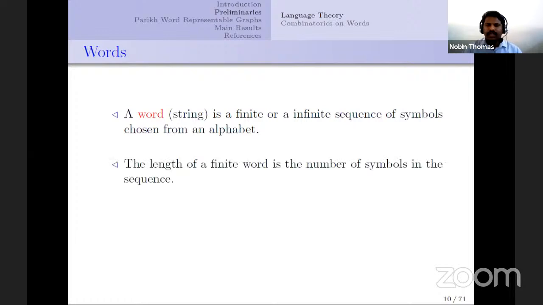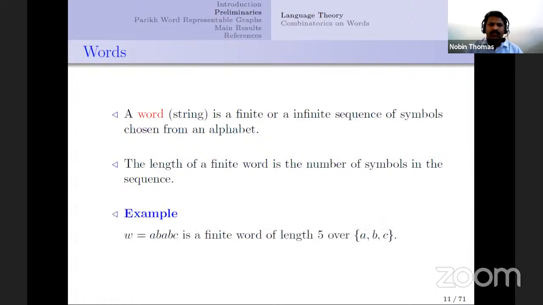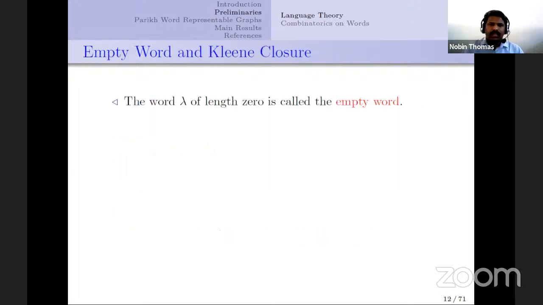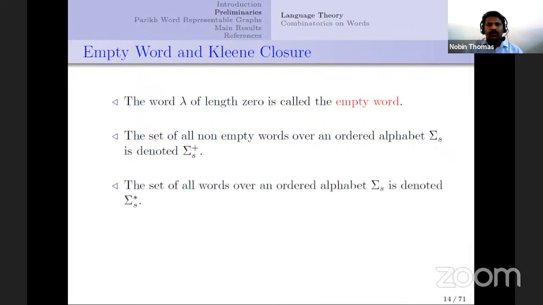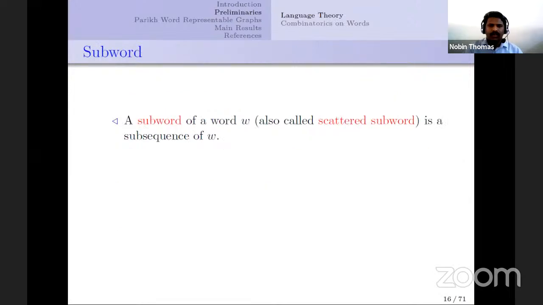The length of a finite word is the number of symbols in the sequence. For example, consider the word W equal to ababc, which is a finite word of length 5. An empty word is a word having length 0 and is denoted by lambda. The set of all non-empty words over an ordered alphabet sigma is denoted by sigma plus, and the set of all words over an ordered alphabet sigma is denoted by sigma star, which is known as the Kleene closure. A subword or a scattered subword of a word W is a subsequence of W.